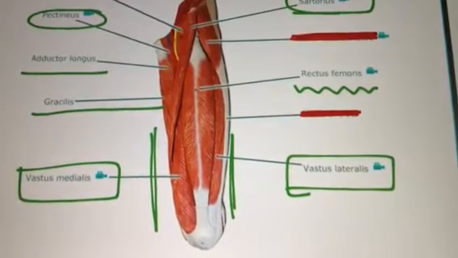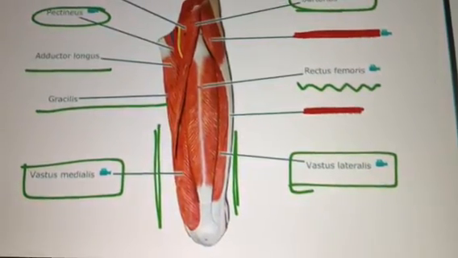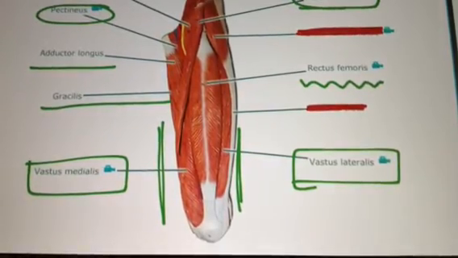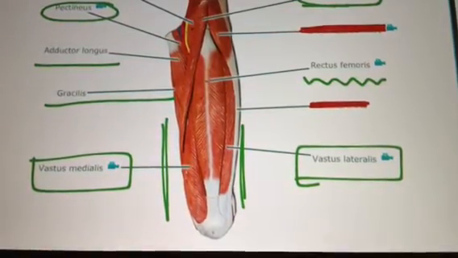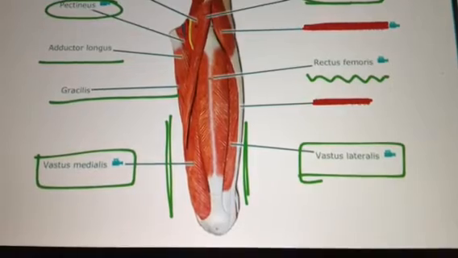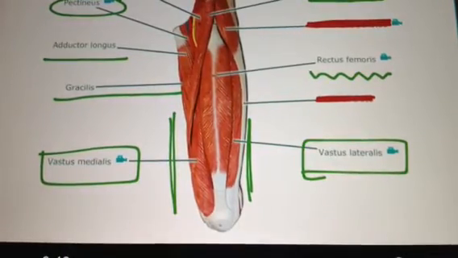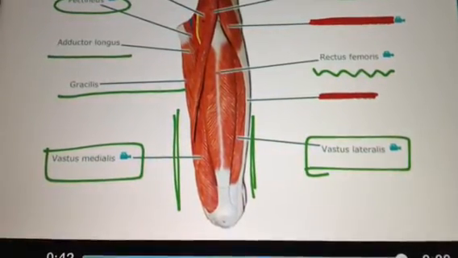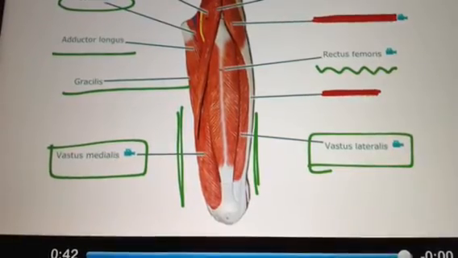Next is the rectus femoris. The origin is a straight head, the anterior inferior iliac spine, and a reflected head, the ilium above the acetabulum. The insertion is the quadriceps tendon to the patella, via ligamentum patellae into the tubercle of the tibia.